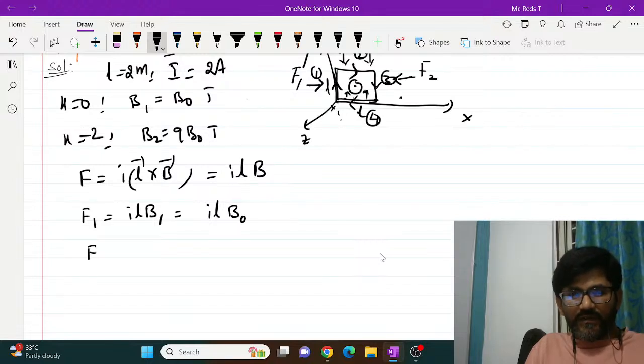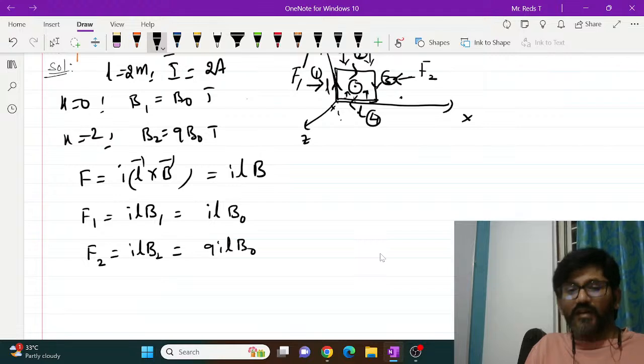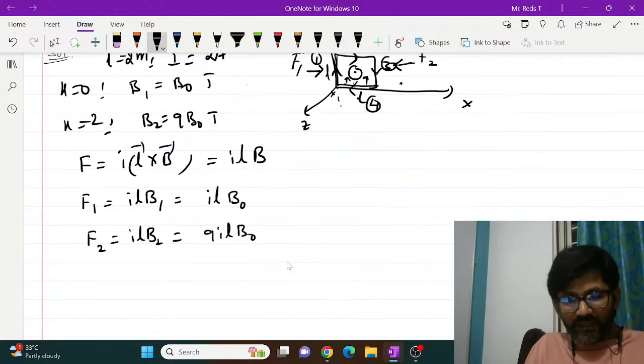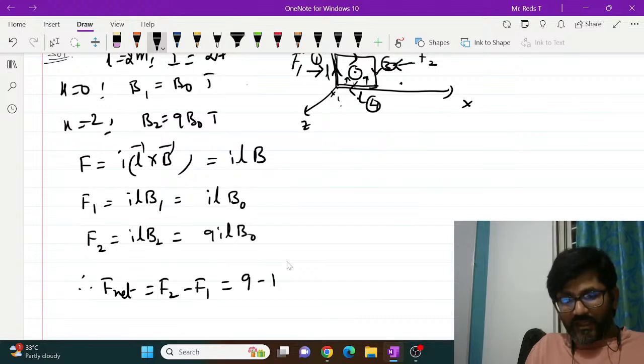And then on the second, fourth, third phase, F2, let us take the force, it is nothing but ILB2. B2 is 9B0. So it is 9ILB0. If they are equal, then the net force will be 0. But they are not equal. So you can take the net force as the larger minus smaller, because they are acting in opposite directions. Therefore, net force is equal to F2 minus F1 is equal to 9 minus 1 into ILB0.